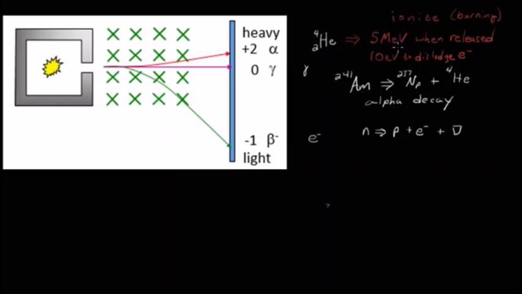So let's see. This is an interesting concept here, that there's energy that these come off with. Let me make sure I've got my notes here. Yeah, okay. So it comes off with 5 mega electron volts of energy. Now, when there is beta decay, so let's look at something like this.